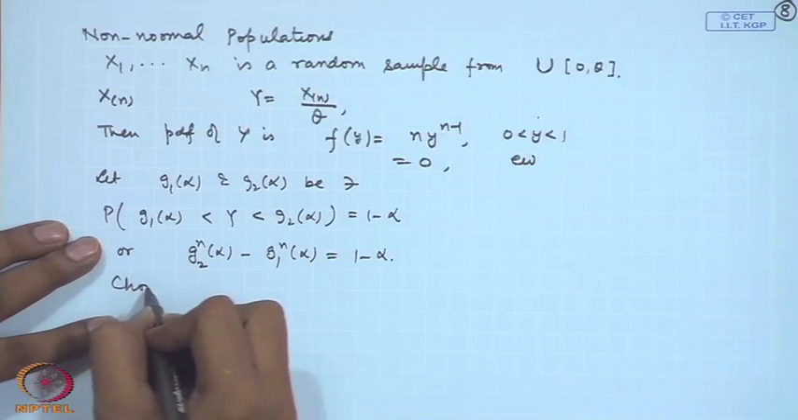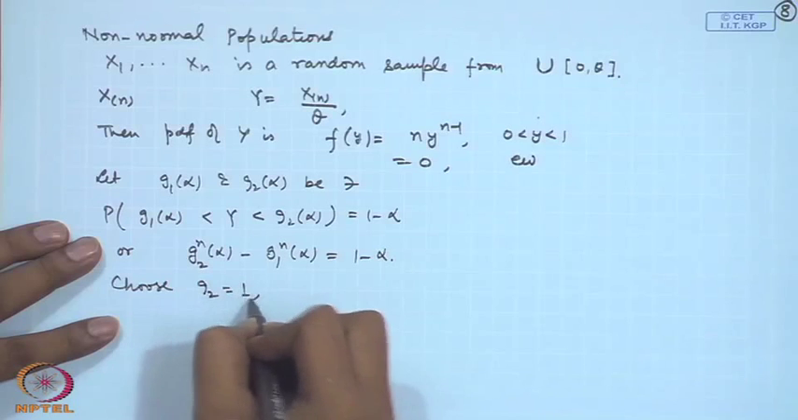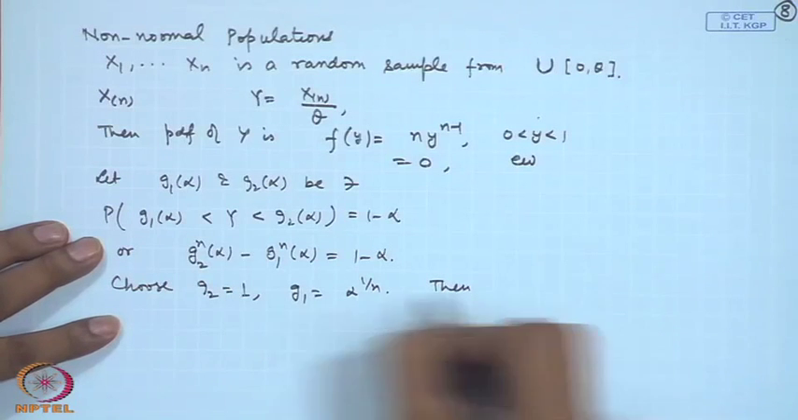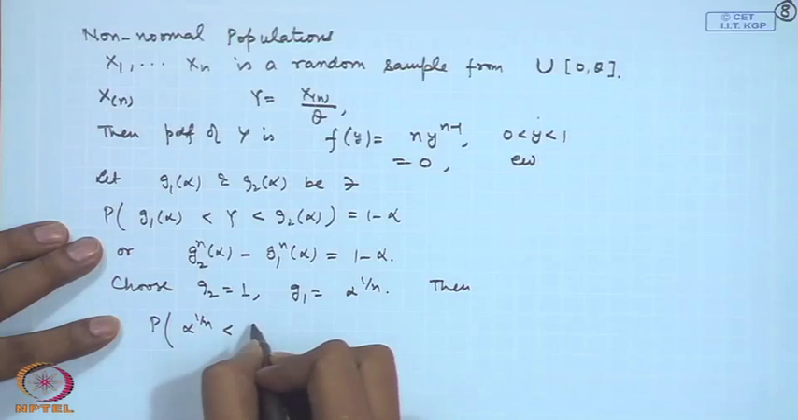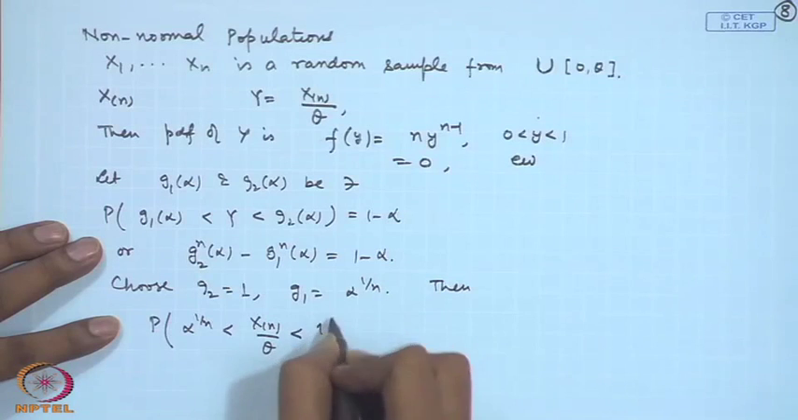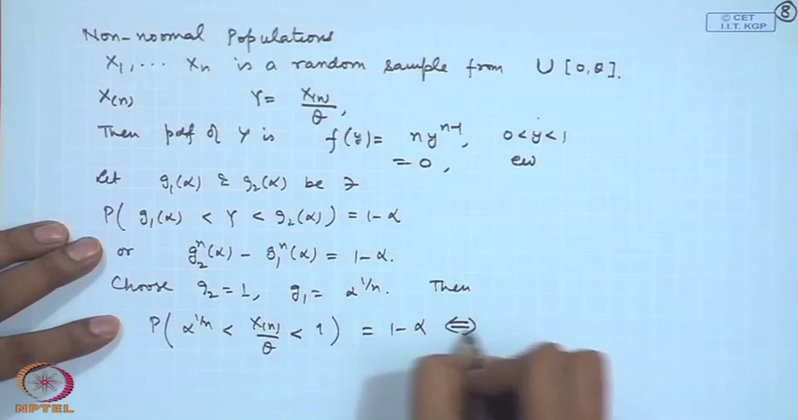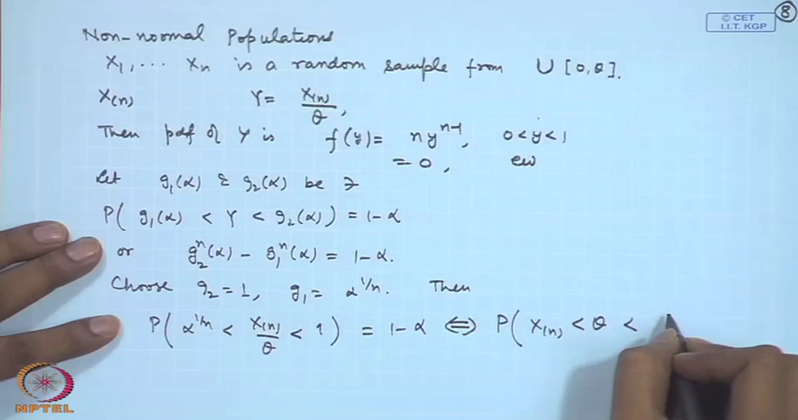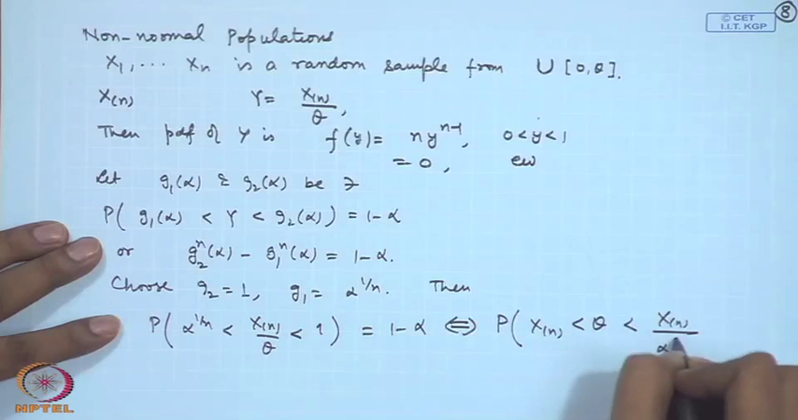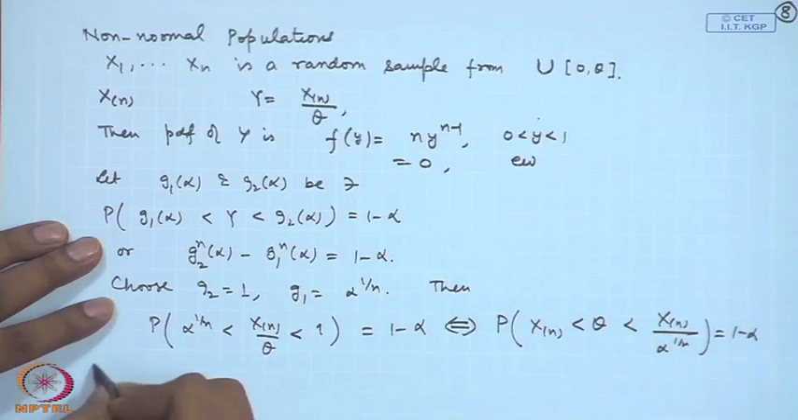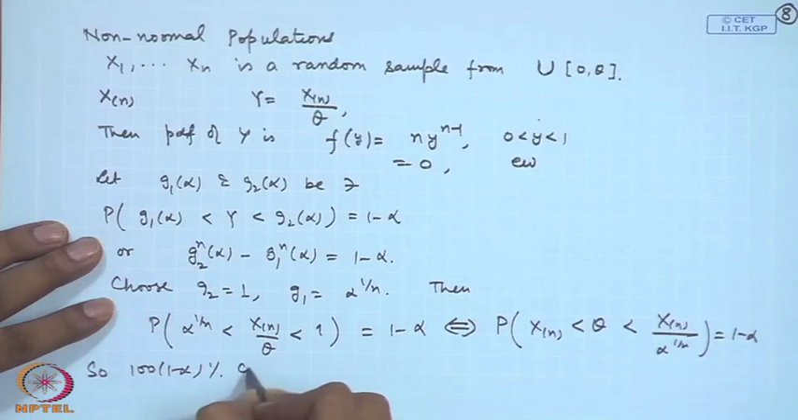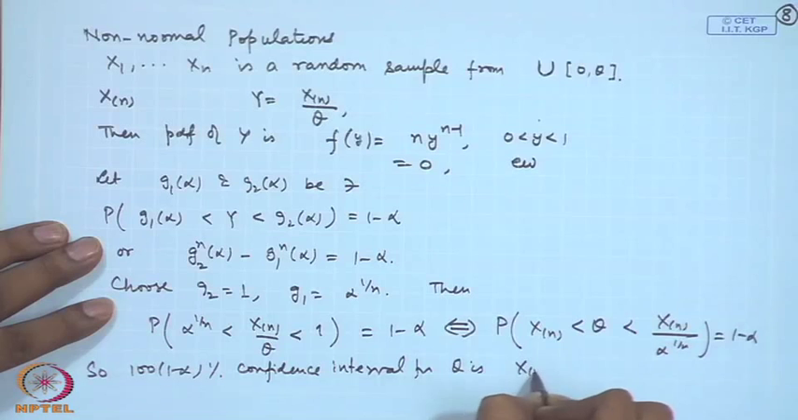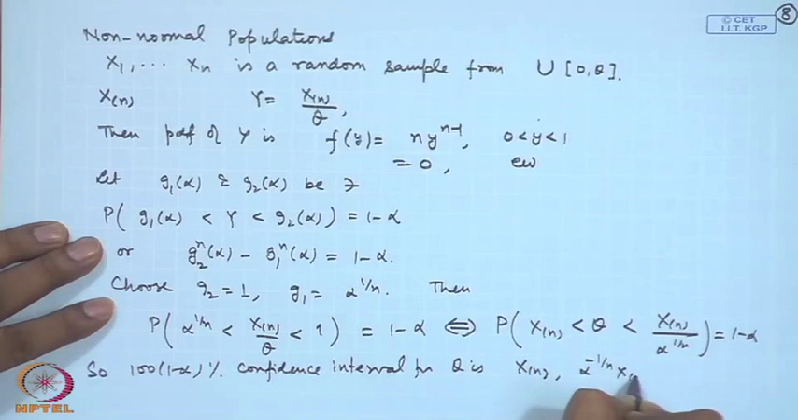So, if we choose say g2 is equal to 1 and say g1 is equal to alpha to the power 1 by n, then we are getting probability of alpha to the power 1 by n less than xn by theta less than 1 is equal to 1 minus alpha, which is equivalent to saying probability of xn less than theta less than xn divided by alpha to the power 1 by n is equal to 1 minus alpha. So, 100(1 minus alpha) percent confidence interval for theta is xn to alpha to the power minus 1 by n xn.